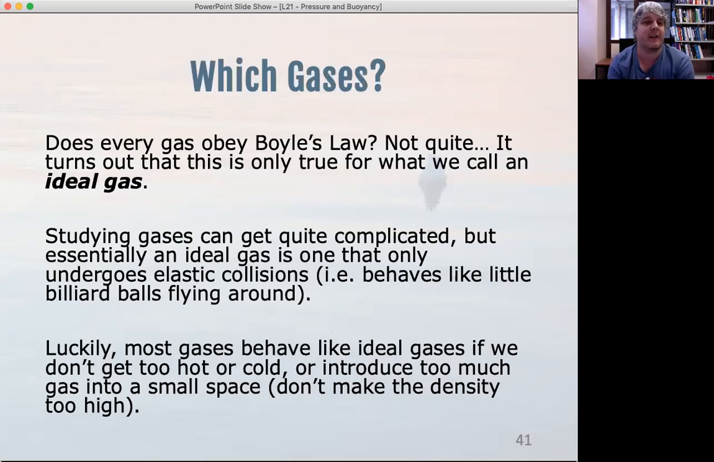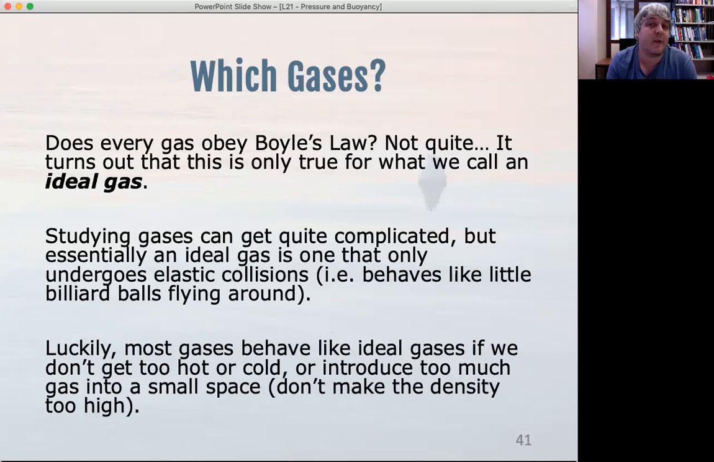Anyway, getting sidetracked. So which gases obey Boyle's law? Turns out that it's actually only true for what we call an ideal gas, but studying gases gets very complicated, and we're not going to deal with the messes that come up as we get to non-ideal gases. So luckily, a lot of gases can behave like ideal gases if we have certain restrictions on them.